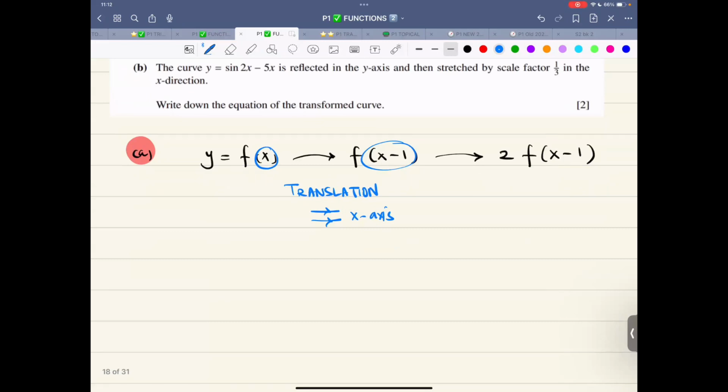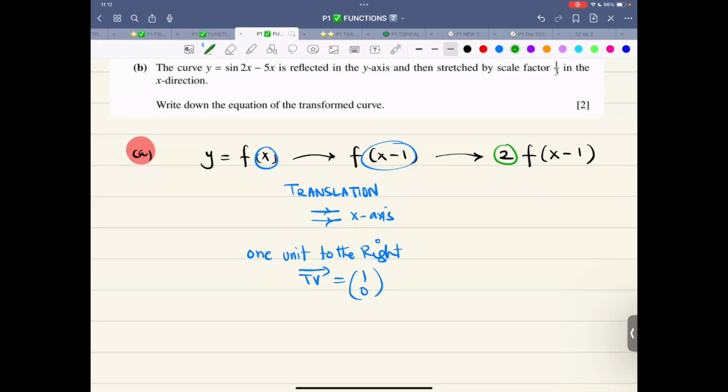And what else is there? There is -1. That means 1 unit to the right. And we can write the translation vector as (1, 0). That is the blue thing. What about the green thing?